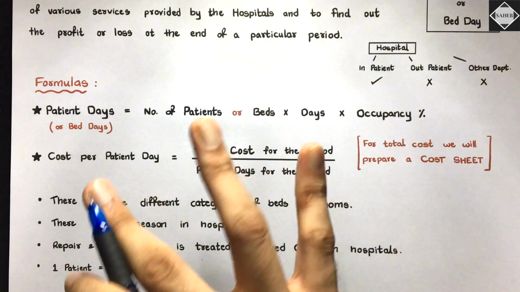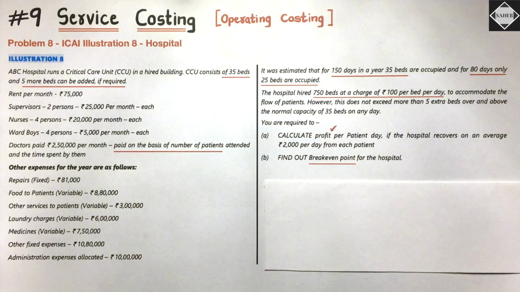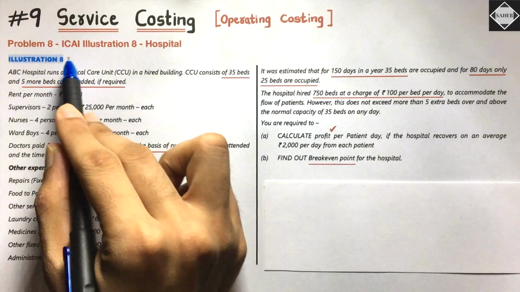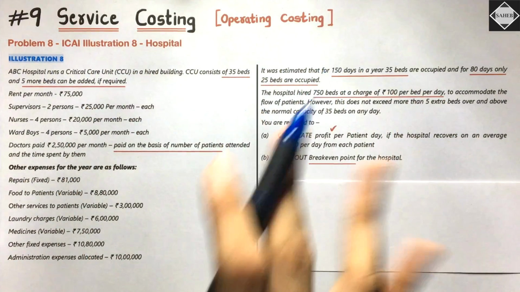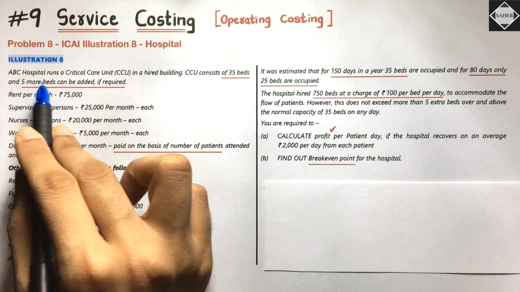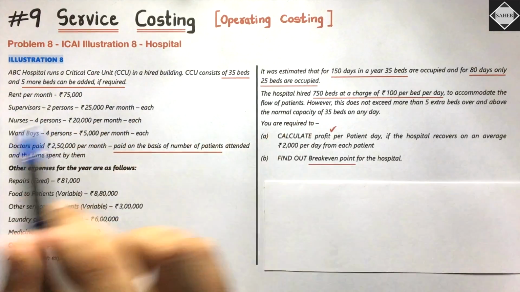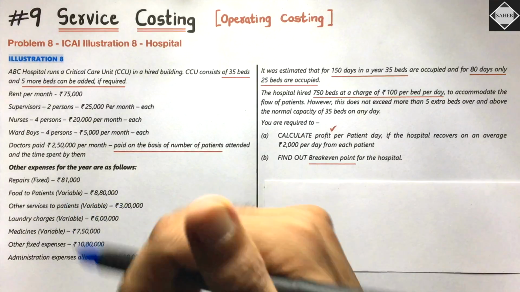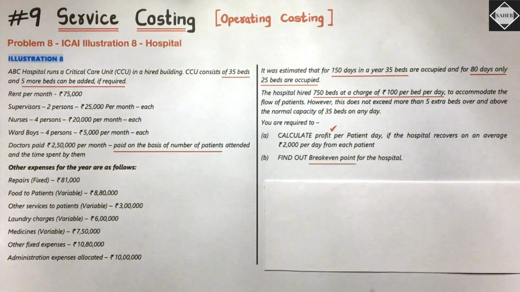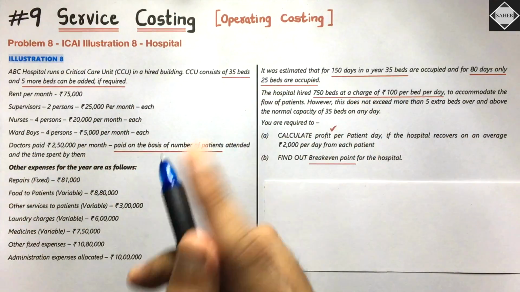Now let's get back to the question and solve that. Now see here, problem number 8. The question is from ICAI study material, illustration 8. Let's read this. ABC Hospital runs a critical care unit in a hired building. Okay, we don't own the building, we have hired the building. That means we have to pay the rent. That's a cost for us. There will not be any depreciation over here.